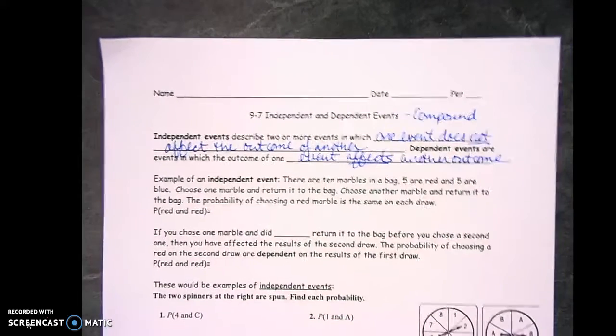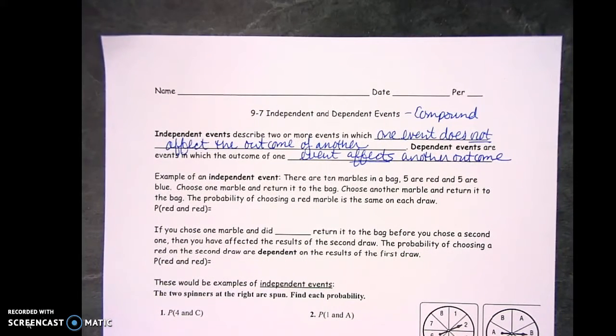So, an example of independent events. There are 10 marbles in a bag. Imagine that. 5 are red and 5 are blue. You choose one marble and return it to the bag. Doesn't that sound like when we were working with M&Ms and Skittles? Choose another marble and return it to the bag. The probability of choosing a red marble is the same on each draw because you returned them.